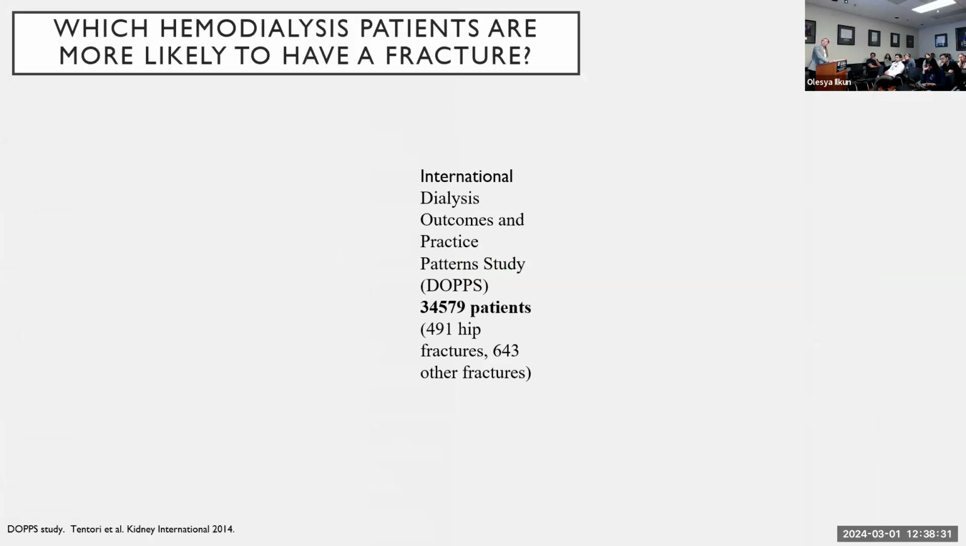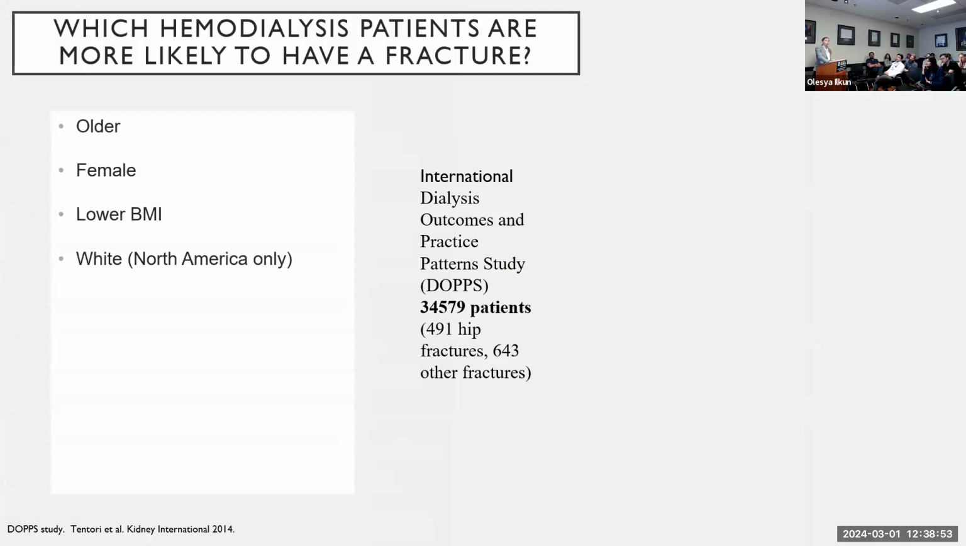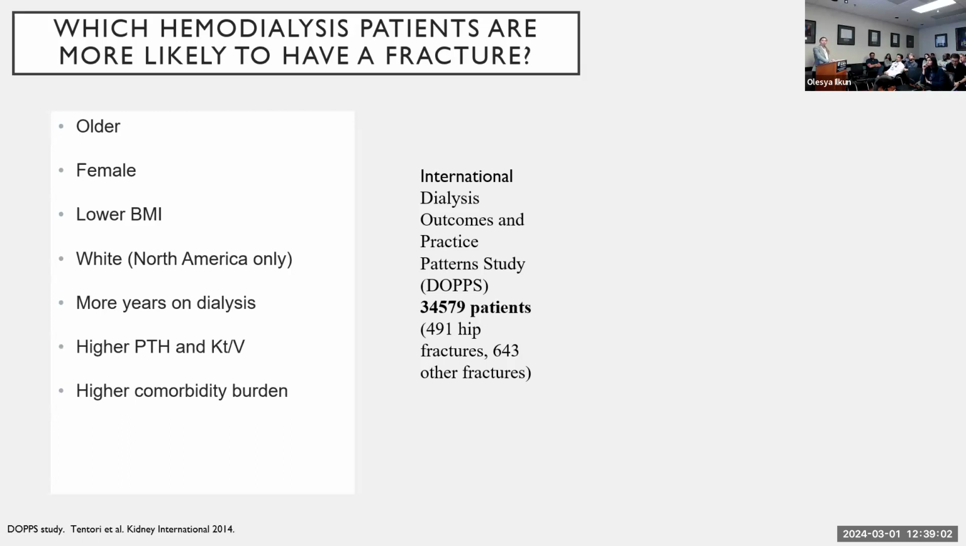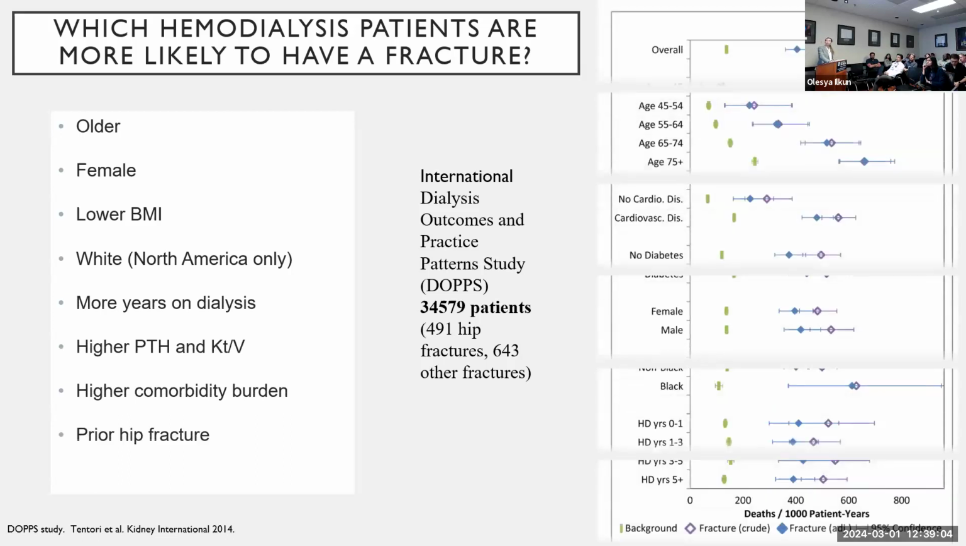So now we see who is more likely to have a fracture. We have this study, almost 35,000 patients, almost 500 of them with hip or other fractures. Those are typical patients, regardless of CKD: older women, lower BMI, so smaller, older women, and mostly white in North America, but this is not necessarily the case in other places. Those with more years on dialysis, higher PTH and KT/V, higher comorbidity burden, and prior hip fracture.